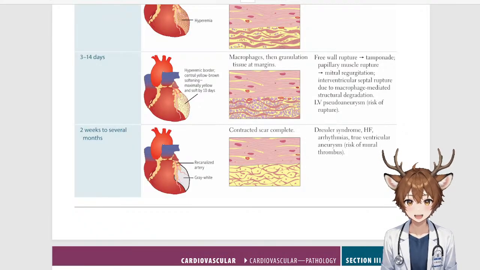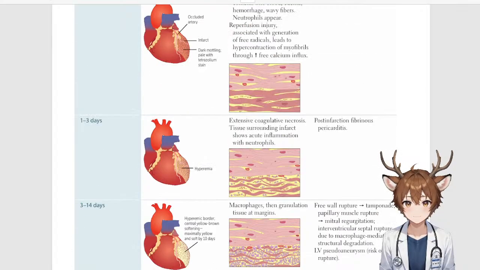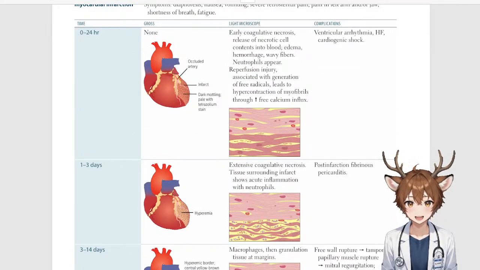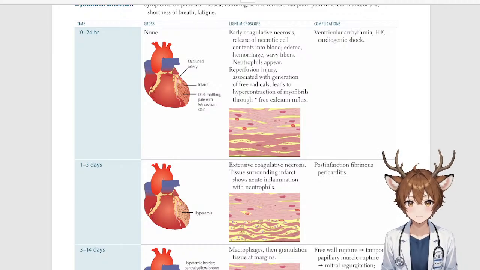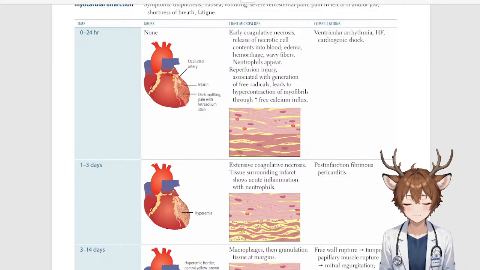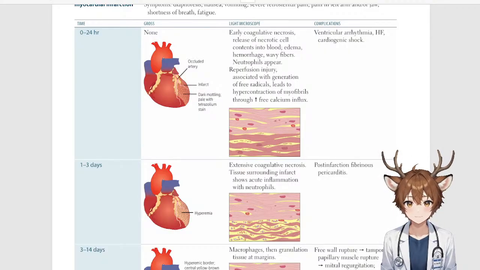And so let's keep this in mind. Basically, think about it like this. Day one, or first 24 hours, what do we have? Eosinophils. We have neutrophils. We have this stuff going on, right? We have this very early on breakdown, destruction, free radicals, that kind of thing. That's the first 24 hours.